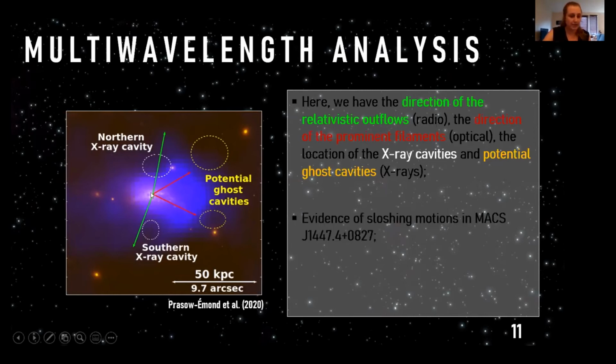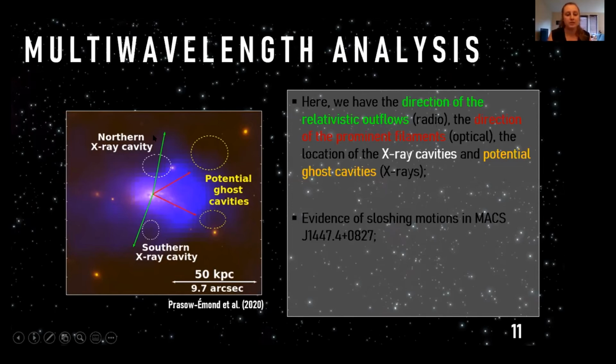So as you can see here, the direction of this relativistic outflow and the northern X-ray cavity are perfectly aligned. So that makes perfect sense. But here in the southern X-ray cavities, you can see a little bit of offset between the cavity and the direction of the jet. So this is one of many pieces of evidence that there is sloshing motion in MACS J1447.